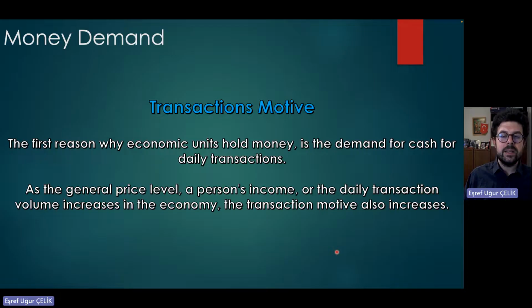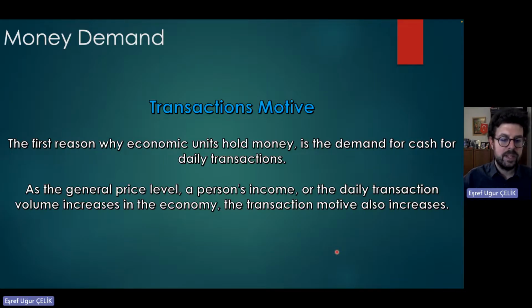We demand money. The first main reason is for making our daily transactions. We go outside, we buy coffee or other things, goods and services. We mostly pay with cash. That's why we need the money for doing that transaction. And that's called transaction motive.